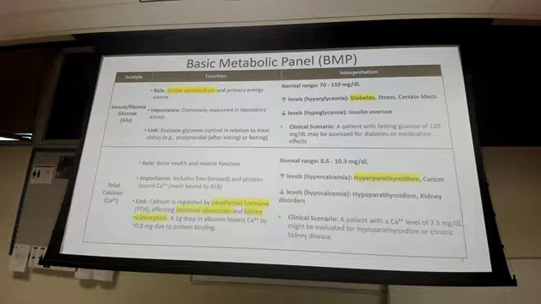Total calcium, this is bone health and muscle function, that's what we're testing for. High levels are called hypercalcemia or hyperparathyroidism, and decreased levels, hypocalcemia or hypoparathyroidism. Okay.